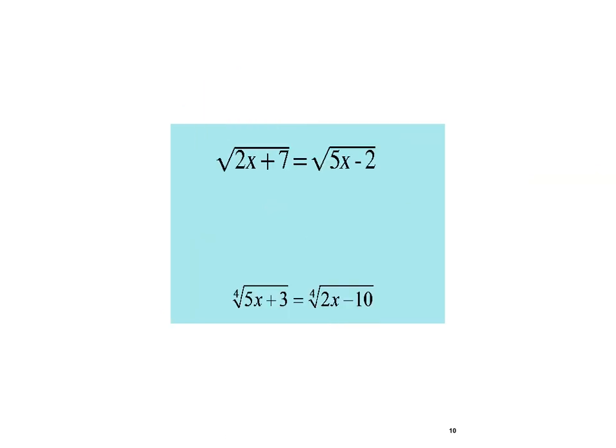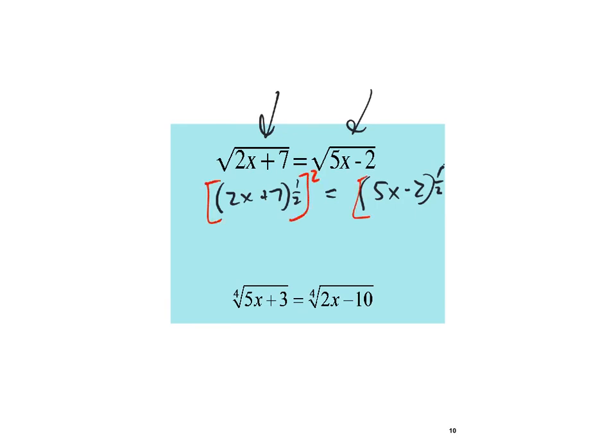These last couple here, they are a little nicer. As you can see in this problem, these are both just square roots. So this is actually (2x plus 7) to the 1/2 equals (5x minus 2) to the 1/2. So all I'm going to do here is use the reciprocal to square both sides, or to multiply them by 2 over 1. So all that happens then is 2x plus 7 equals 5x minus 2.